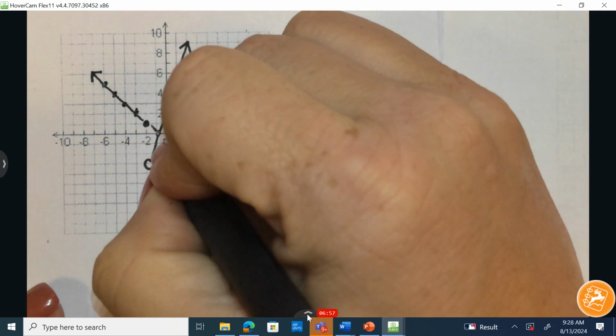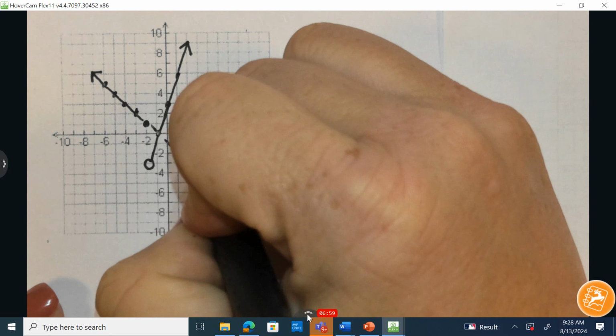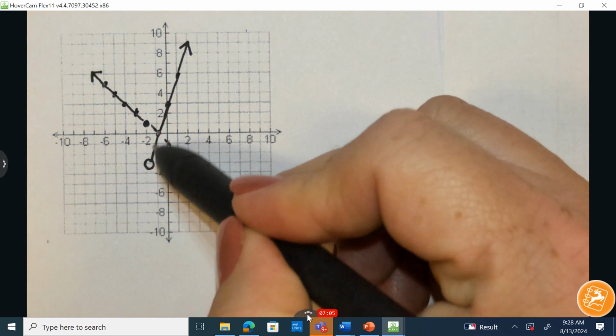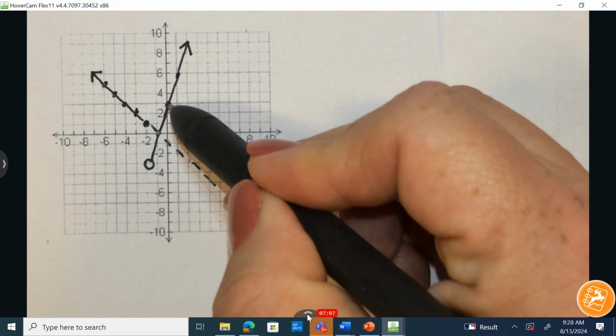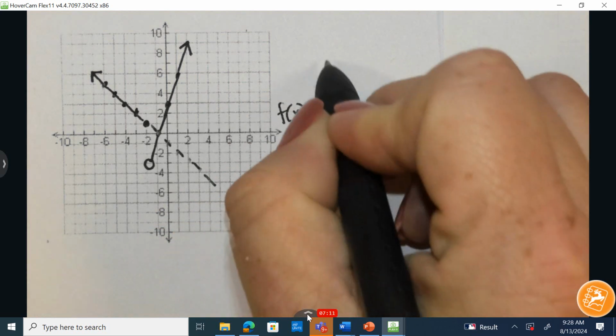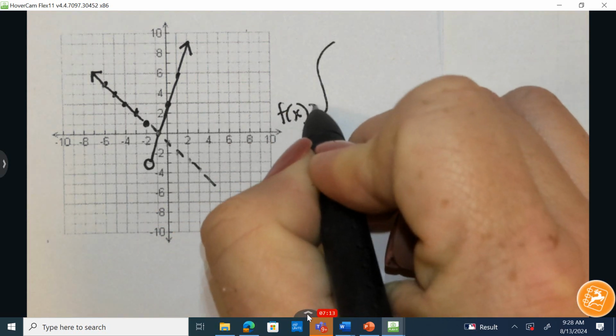If you like to see the dotted lines like I showed in the PowerPoint, feel free to do that. Just don't connect them to make a straight line that's connected through. And the second piece, I don't need to worry about doing that because I can already see where it crosses the y-axis. So let's call this piecewise function f of x.